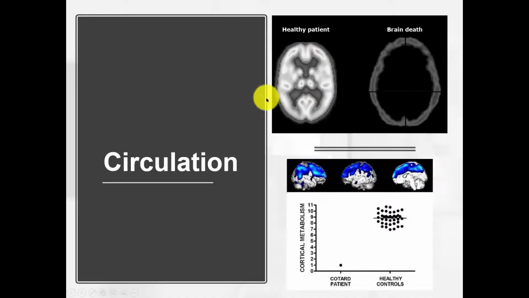This is particularly interesting with circulation. Here is an example of a healthy patient with normal circulation. Brain death, you see it's all black. Right? Where things get interesting is, for example, with Cotard patients.